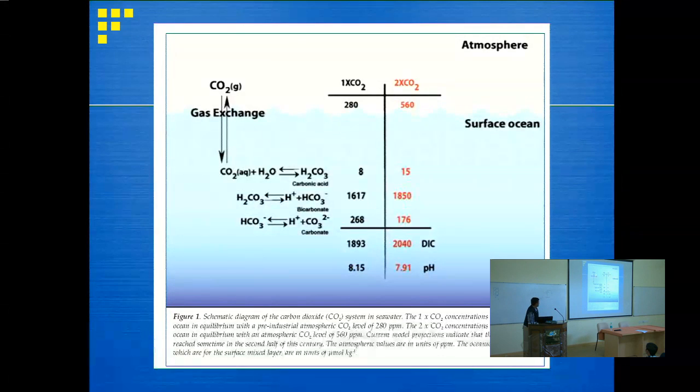So this is one such example where it has been shown that around 280 ppm, which is the pre-industrial value, if you have 280 ppm in the atmosphere, 8 ppm goes in terms of carbonic acid. Bicarbonate will be around 1600 ppm, and carbonate ions will be 268. So now, if you double it, if you make the atmospheric CO2 concentration 560, you essentially start.